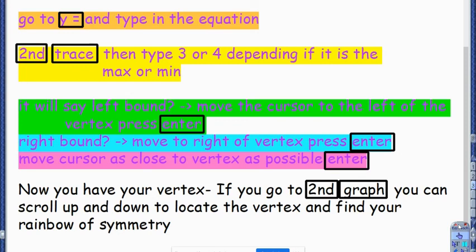So once again, we are always looking for our rainbow of symmetry. So if you go to your second graph, you get the table feature. And then you could scroll up in the X column to get to where your vertex X value is. And then you'll be able to see your rainbow of symmetry. So you could choose your vertex and then your 2 points to the left and 2 points to the right.